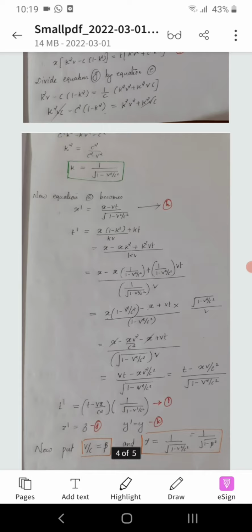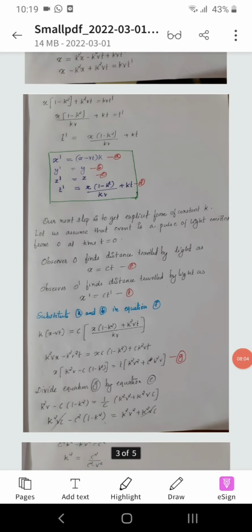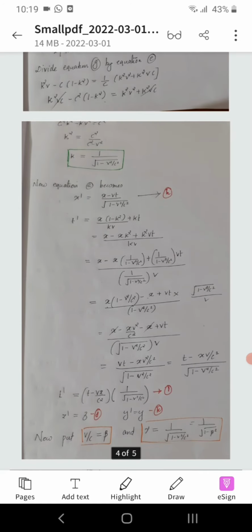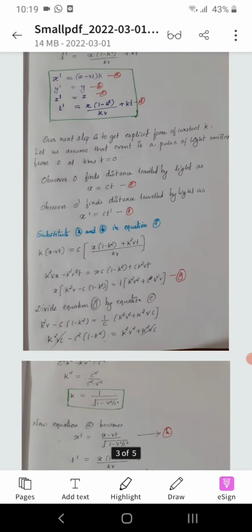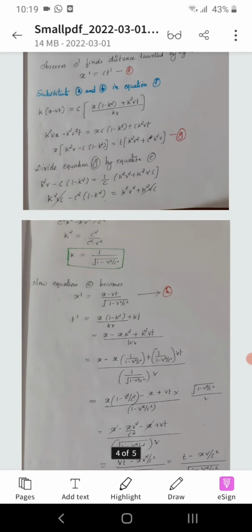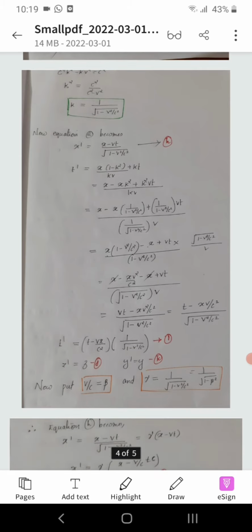Now equation A, which means x prime is equal to x minus vt into k, becomes x minus vt by root of 1 minus v square by c square. That means we are replacing the value of k as 1 by root of 1 minus v square by c square. Then similarly t prime will also get changed like this.